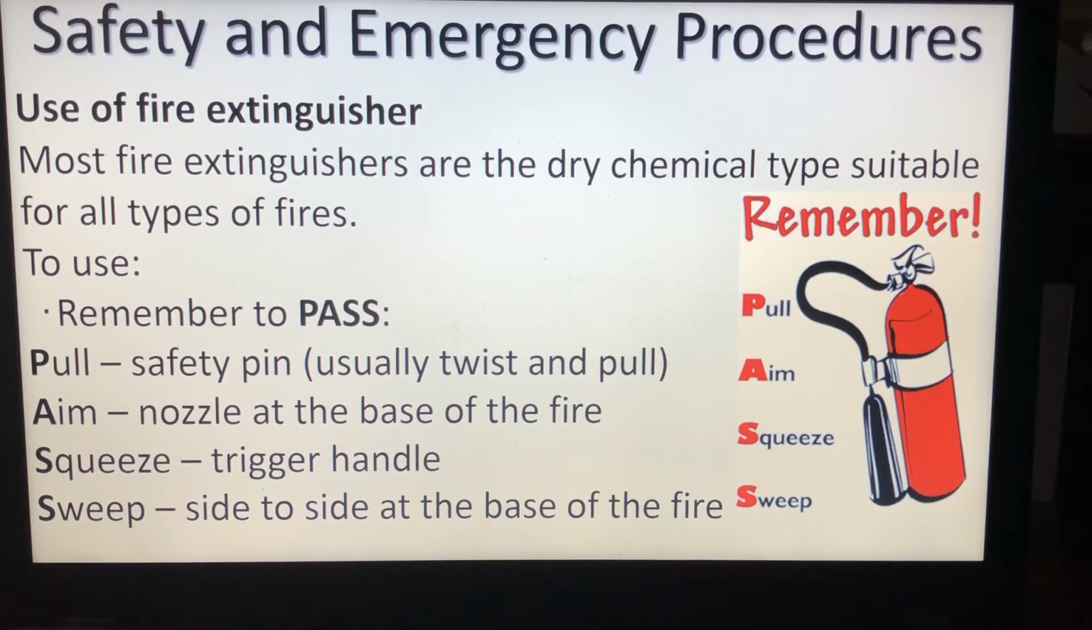You want to aim the nozzle at the base of the fire. If you aim it at the top, the tips of the fire, it's not going to do anything. You have to really get to the center, the main part of the base of the fire. You want to squeeze the trigger handle and then sweep back and forth, side to side at the base of the fire to try to put it out.